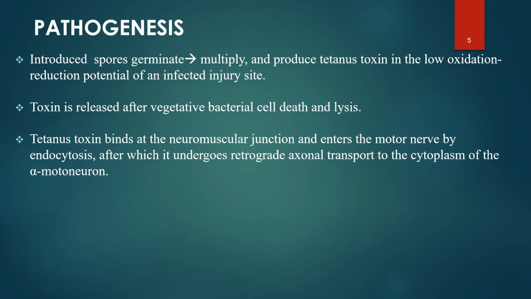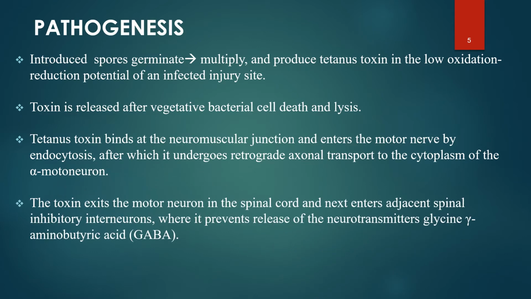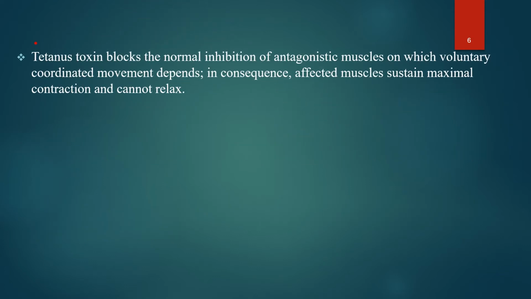After entering the body, it reaches the neuromuscular junction and enters the motor nerve by endocytosis, after which it undergoes retrograde axonal transport to the cytoplasm of the alpha motor neuron. The toxin exits the motor neuron in the spinal cord, and next it enters the adjacent spinal inhibitory interneurons, where it prevents release of the neurotransmitters glycine and gamma-aminobutyric acid, or GABA. So the toxin inhibits the action of GABA.